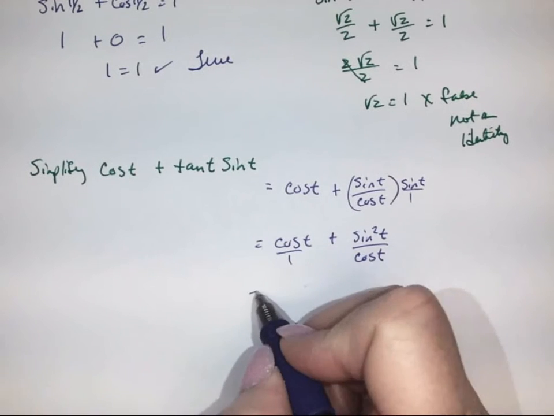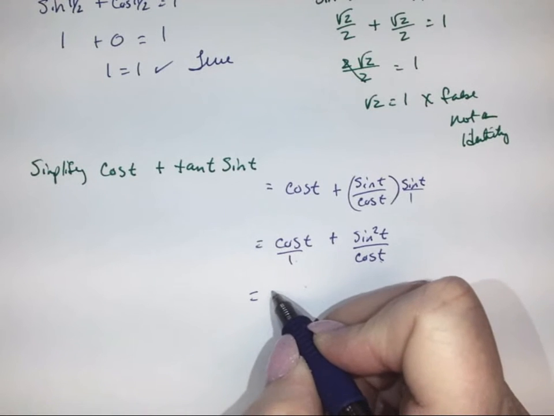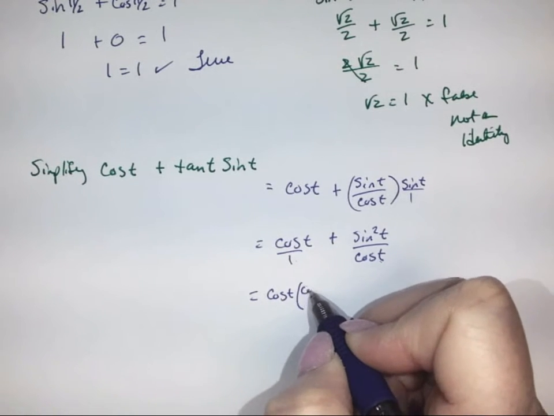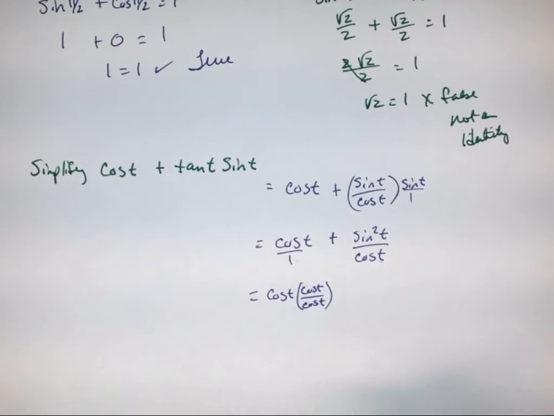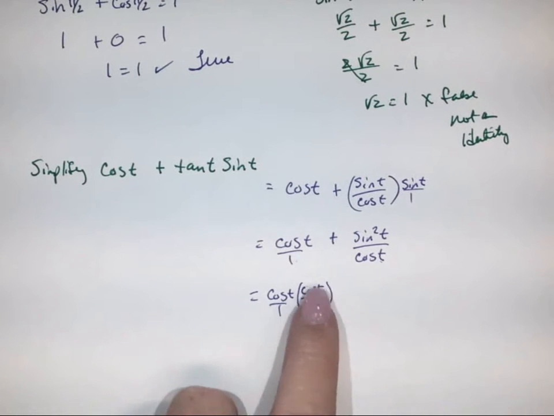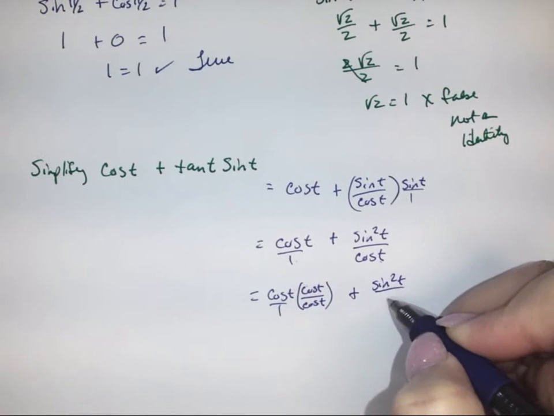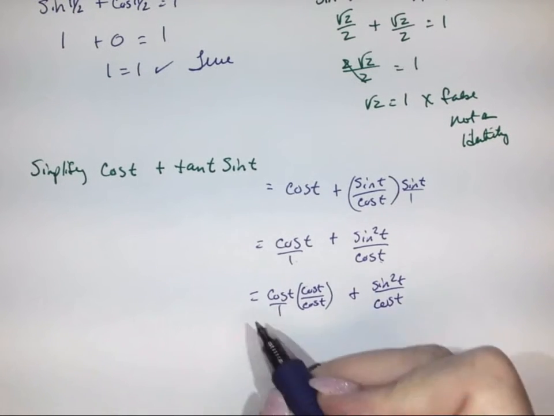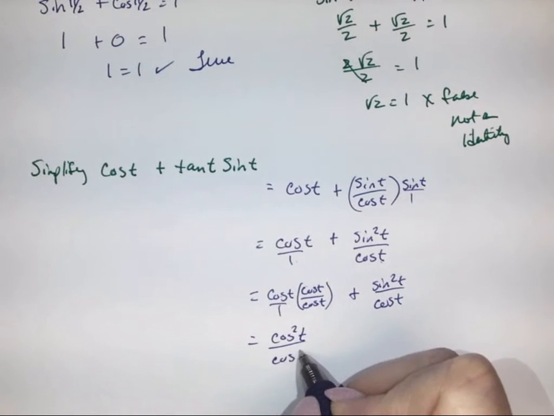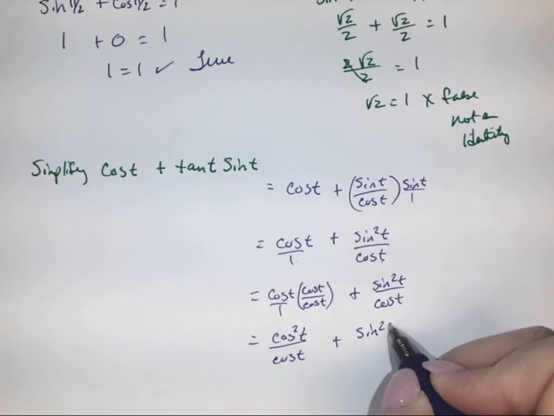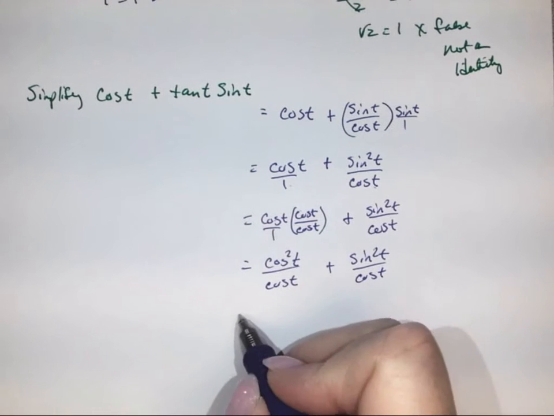We've got to get a common denominator. The common denominator would be cosine t. So here we're going to take our cosine t and multiply it by cosine t over cosine t in order to get it with that common denominator. So that's still over 1. So we multiply by 1 to get there. And this isn't going to change because we're just getting a common denominator. So now we have cosine times cosine will get us cosine squared t over cosine t plus sine squared t over cosine t.